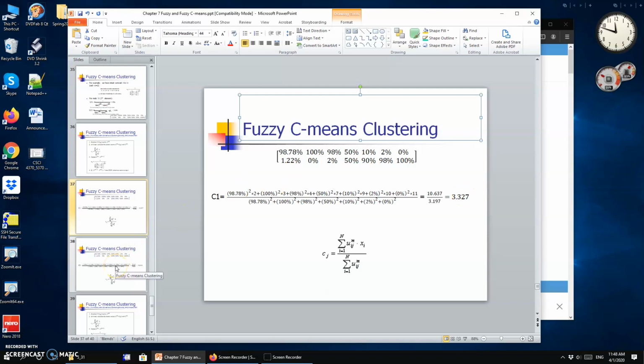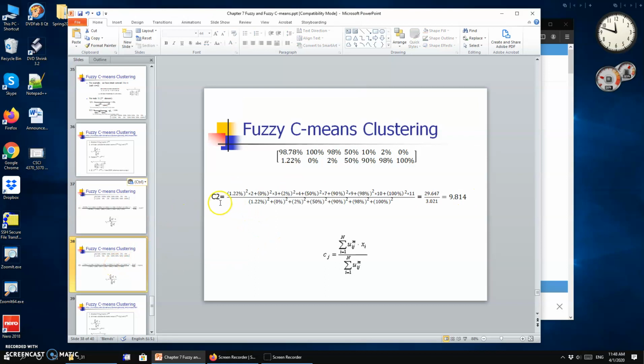We can do the same thing for the second centroid of the cluster by using the lower row of the membership. We do the same thing with 1.22% squared plus 0% squared plus 2% squared plus 50% squared plus 90% squared plus 98% squared plus 100% squared. We sum all of those values up.